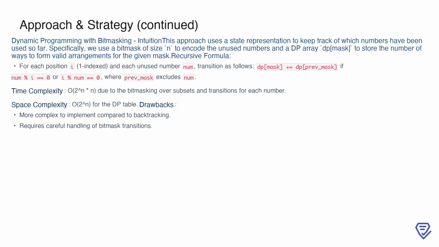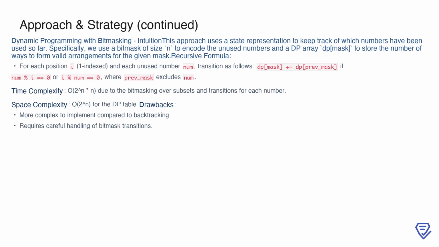Additionally, a DP array, dp[mask], is used to store the number of ways to form valid arrangements for the given mask. The transitions between states are defined recursively. For each position i and each available number, we update dp[mask] by adding the count from dp[prev_mask], where prev_mask excludes the number. This update is valid only if the divisibility conditions, number % i = 0 or i % number = 0, are satisfied.